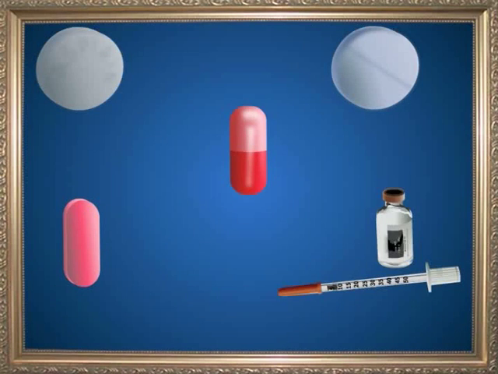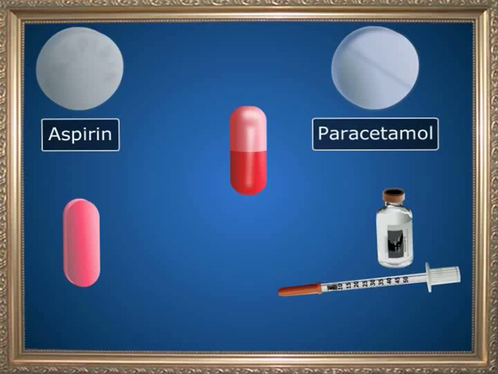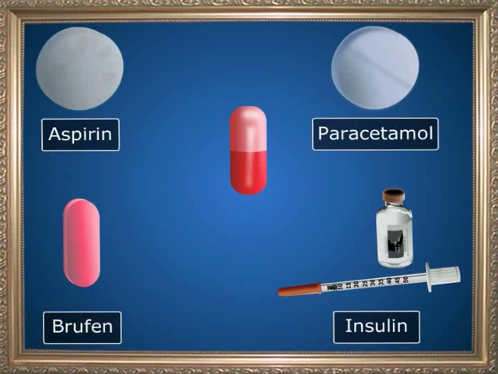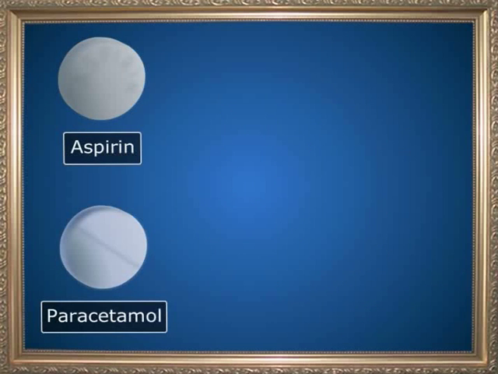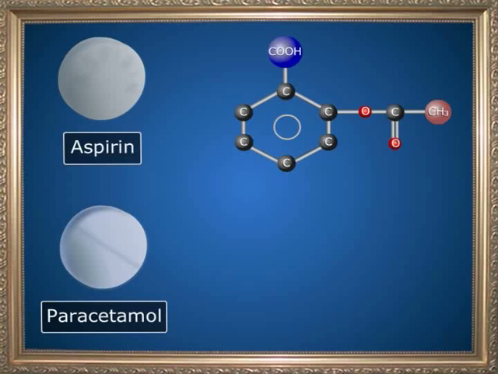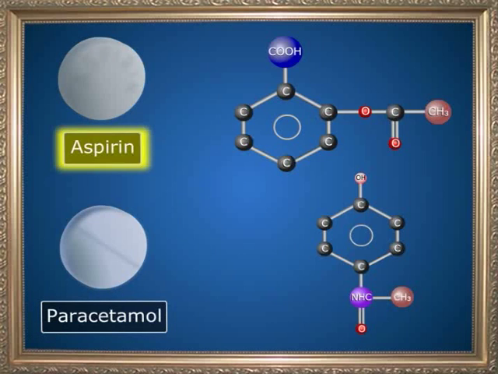The most commonly used medicines you will find in any medical store include aspirin, paracetamol, brufen, insulin, penicillin, quinolin, etc. Let us take a look at the structure of two commonly used medicines, aspirin and paracetamol. While paracetamol includes an OH group, aspirin contains a COOH group intact.